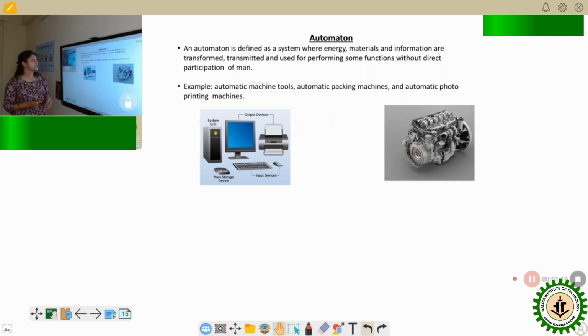An automaton is defined as a system where energy, materials and information are transmitted and used for performing some functions without direct participation of man. That means it's automatic. And what is a function? A function is a mapping process where we convert input to output. So we are going to study automatic machines.